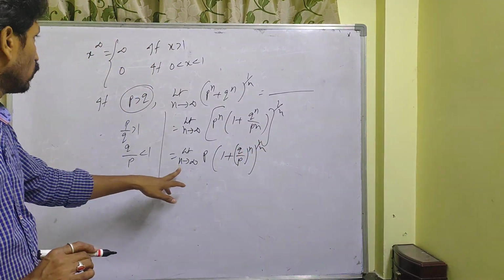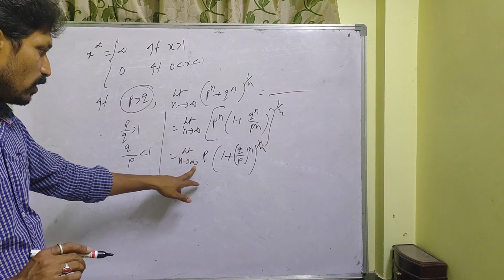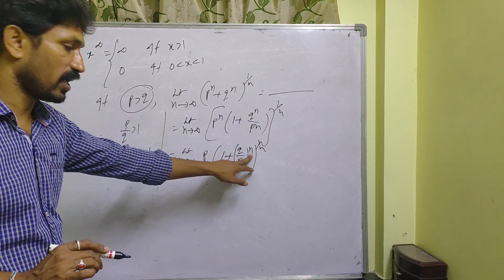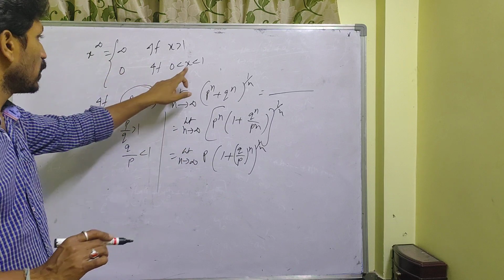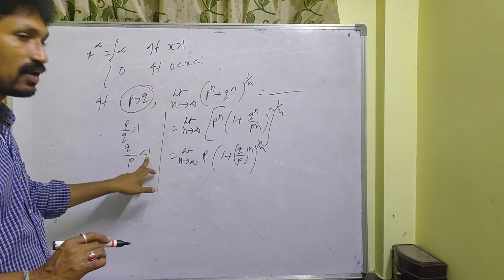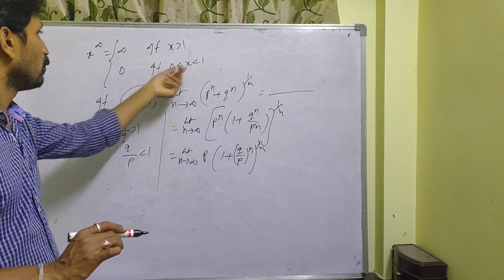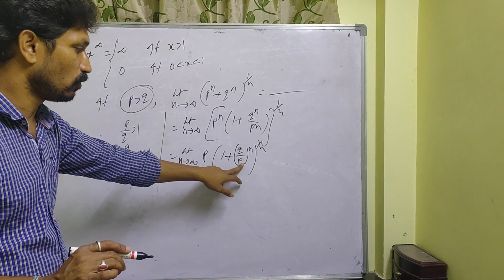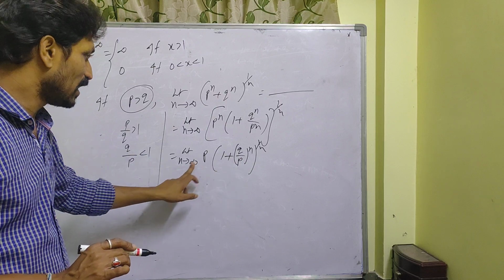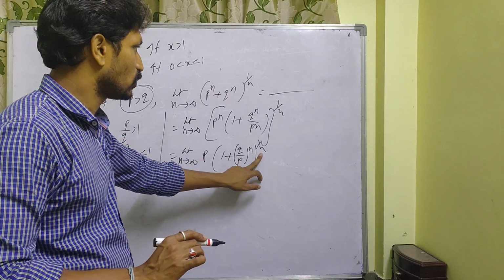See here, as n tends to infinity, (q by p) power n, where q by p lies between 0 and 1, is less than 1. Whenever x lies between 0 and 1, x power infinity is 0, so this value becomes 0. As n tends to infinity, 1 by n tends to 0.